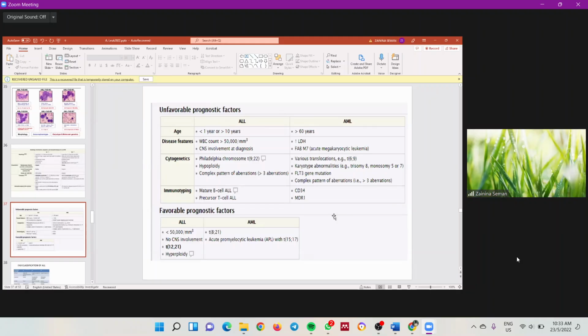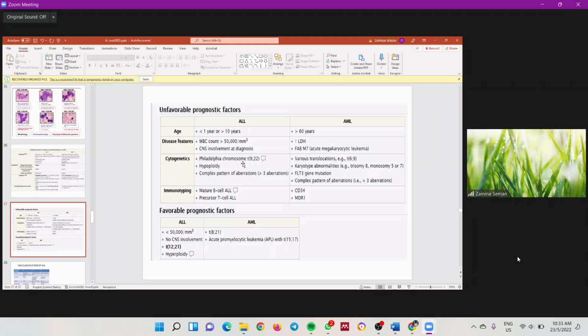Okay, after you confirm that this patient is having acute leukemia, it's either ALL or AML, and then you need to prognosticate the patient. For example, what are the prognostic factors that we use in ALL or AML? For ALL, if the age is less than 1 or more than 10, it is a bad prognosis. And if the count is very high, hyperleukocytosis, again, this is a bad prognosis.